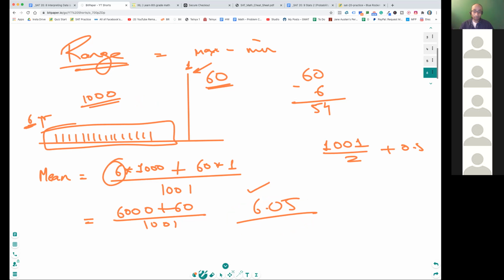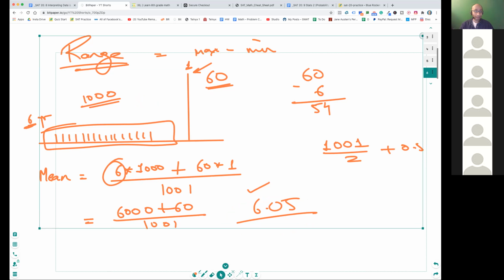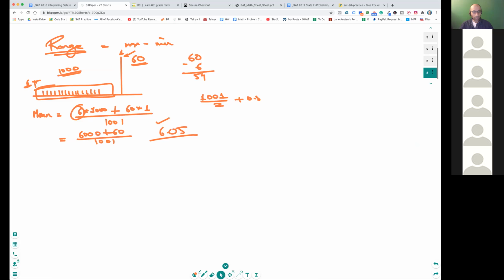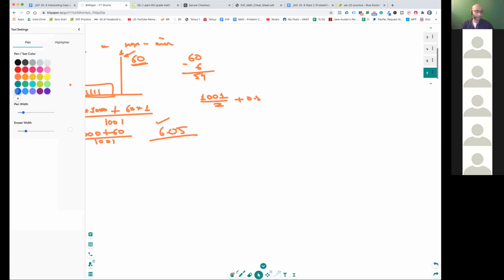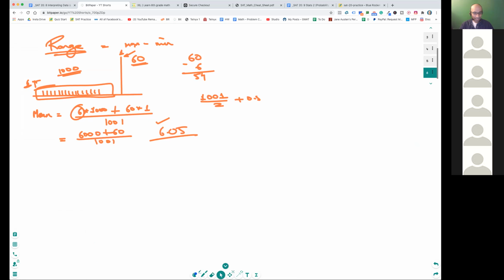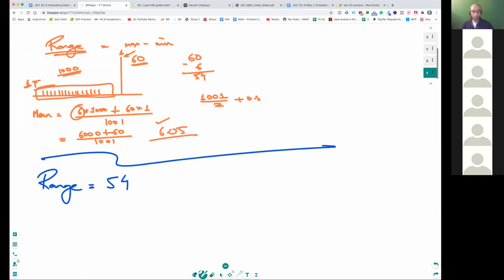So we're going to summarize all of this, and then we're going to solve the problem. What is the problem? Why are we doing this kind of a question? Okay, it's because it's asked again and again. The problem is this. So the range is 54. The mean is 6.05. The median is 6.